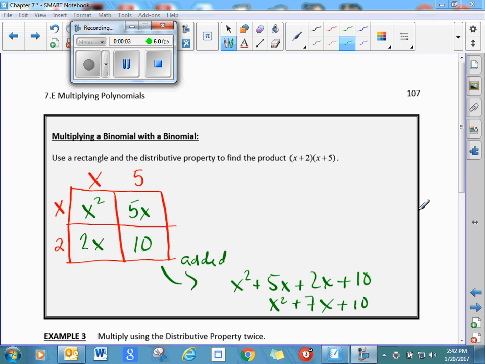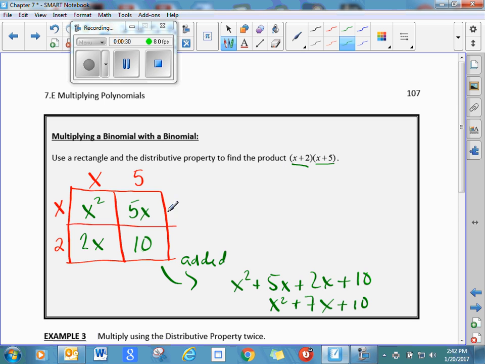Okay, this section of section E on page 107, we're going to talk about how we multiply a binomial with another binomial. So in the last examples on page 106, we were multiplying a monomial, one term, with a binomial. So this time we've got a two-term factor multiplying with another two-term factor.